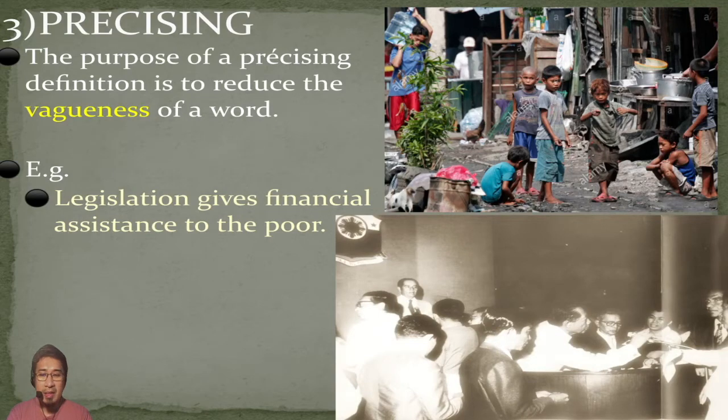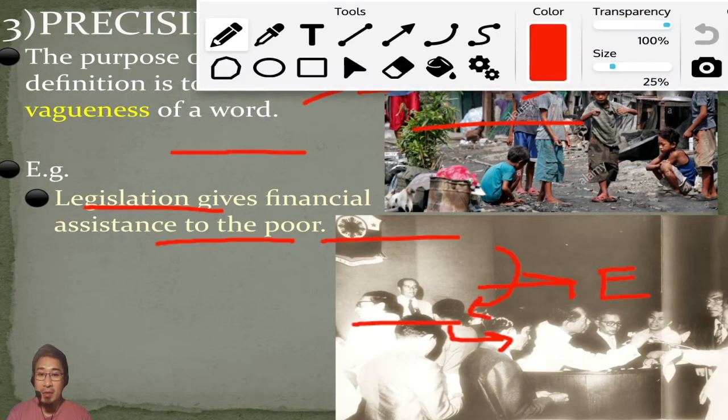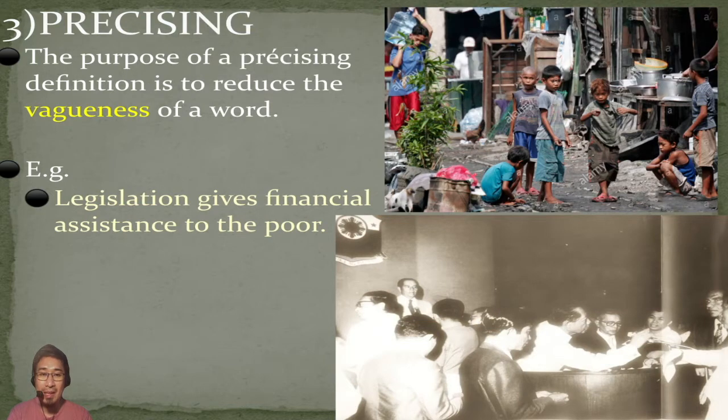The third kind of definition is precising. Now, in contrast with lexical, the aim of precising definition is to reduce the vagueness of the word. Whereas, if we're going to compare this with lexical, the aim of lexical definition is to reduce the ambiguity of a term, of a word.